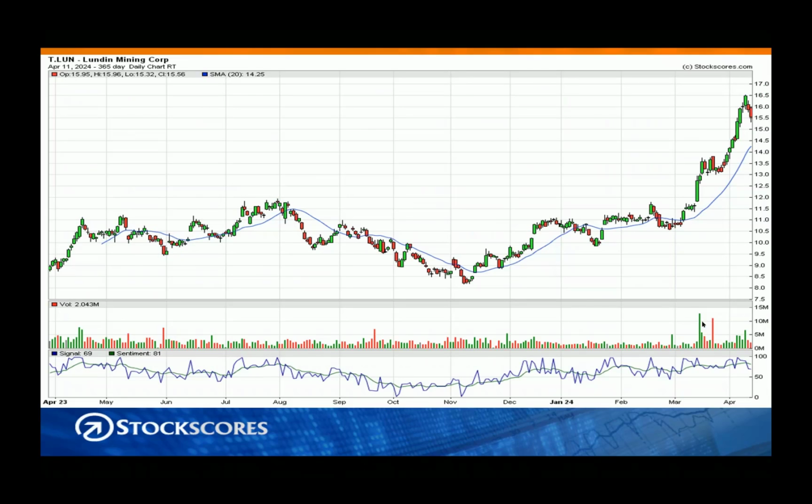So here is a stock that is in the mining sector, and we've seen strong performance in the price of gold and silver in the last couple of months. And you can see that with that strong price performance of the underlying commodities, this stock has done very well. Just this month, it's gone from around $11 a share to it hit 16.5 a couple of days ago. And so it's risen almost 50% in the month.